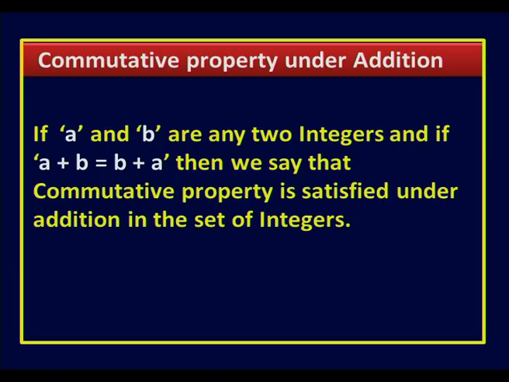So, children, we have seen examples of commutative property, isn't it, children? It is very simple and easy. Now, let us see what actually the property is. Commutative property under addition states that if a and b are any two integers and if a plus b equals b plus a, then we say that commutative property is satisfied under addition in the set of integers. So, now let us move on to another property, children.